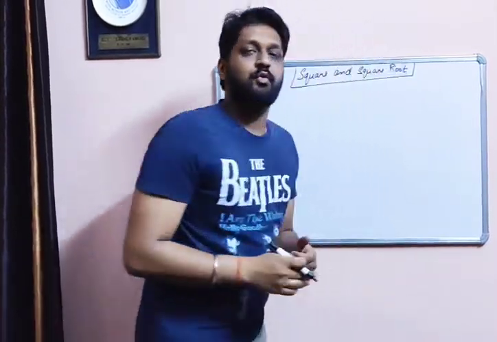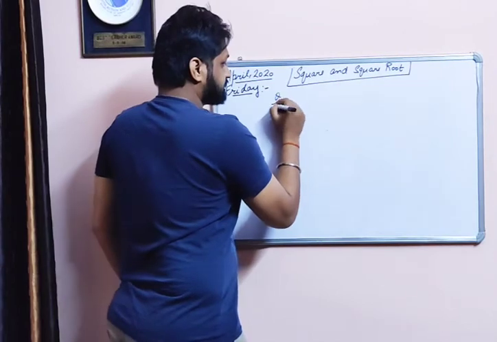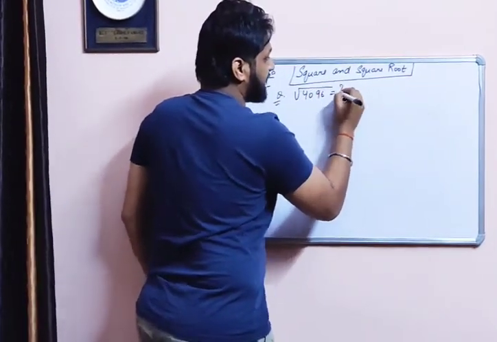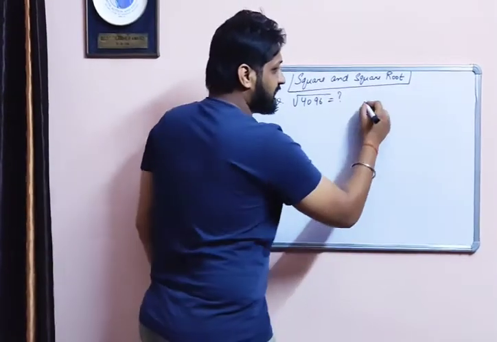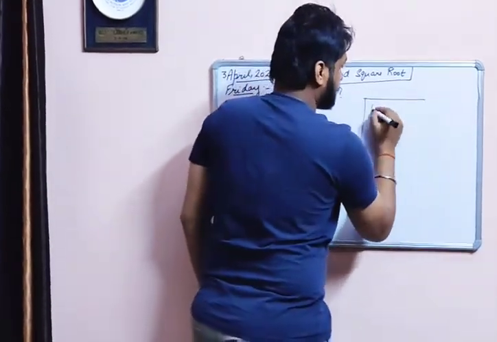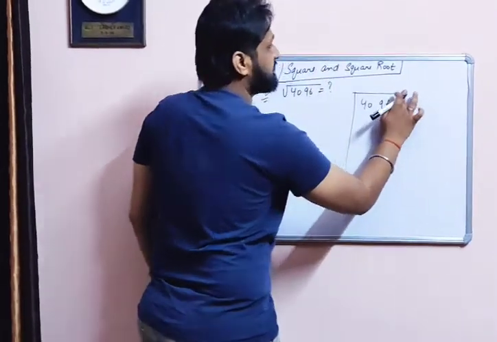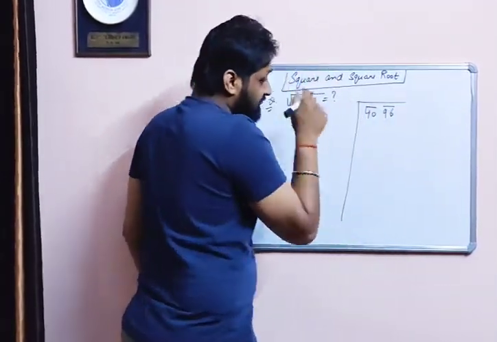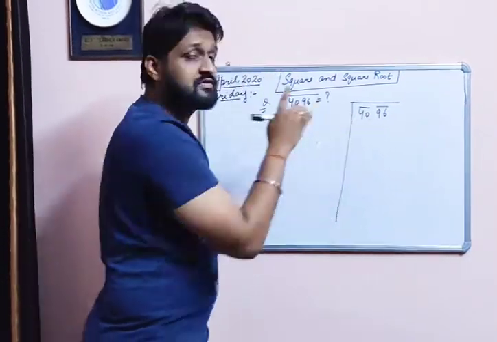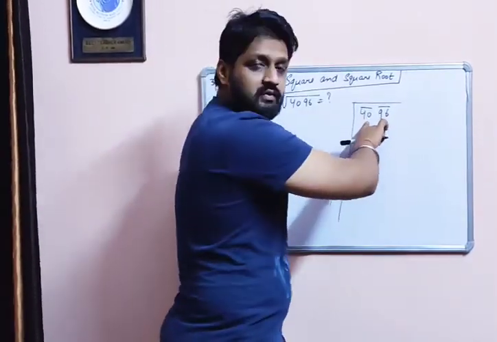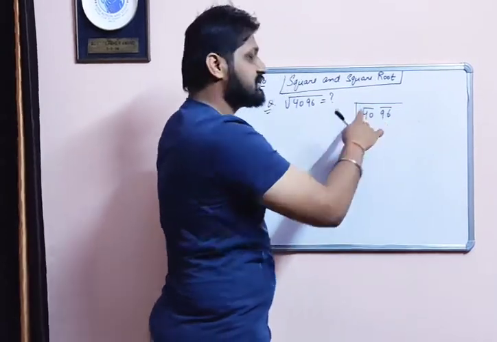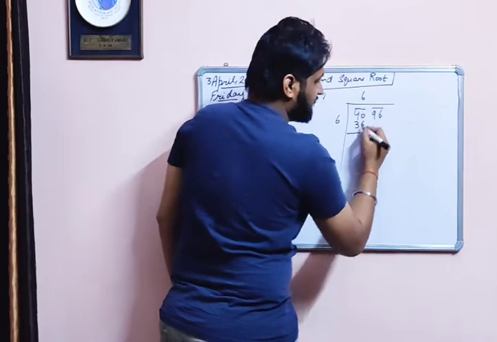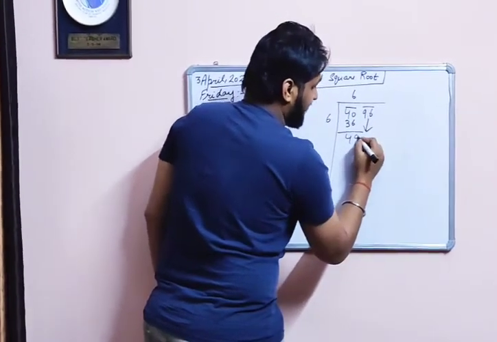If we have to find the square root of 4096 by the division method, how will we find it? 4096. The first step is to make the pairs from the right hand side, this pair and this pair. Now we have to think of a number whose square is equal to 40 or just less than 40. So the number is 6. 6 multiplied by 6 is 36. The remainder is 4, and the next pair comes down, making 496.